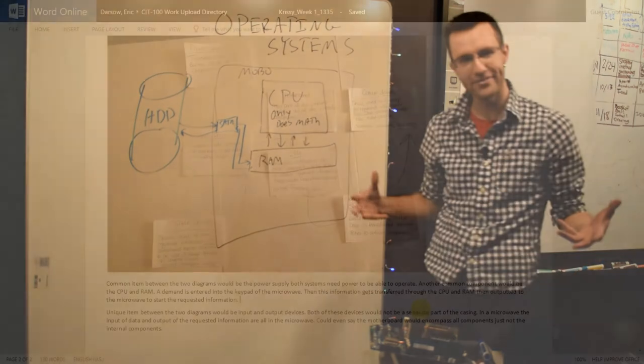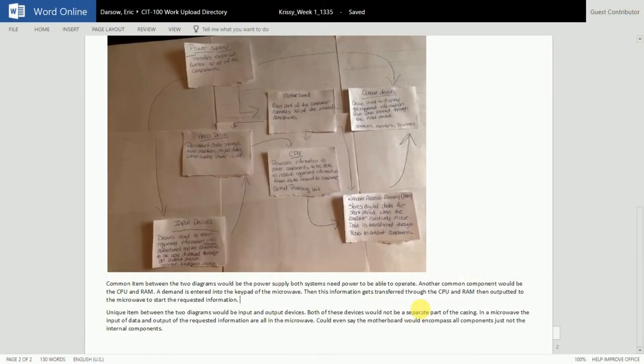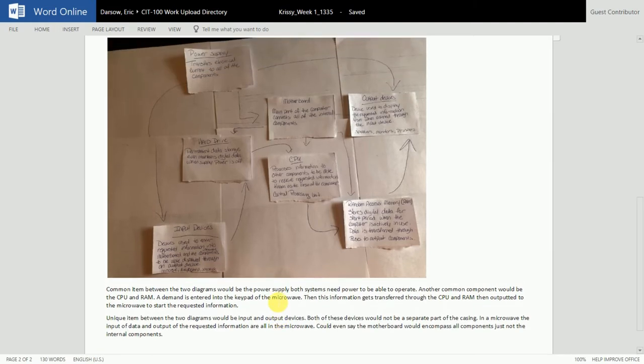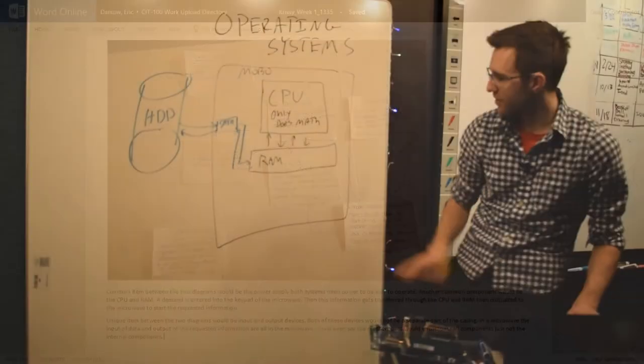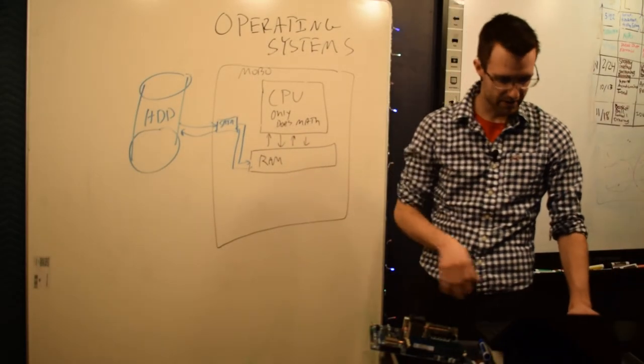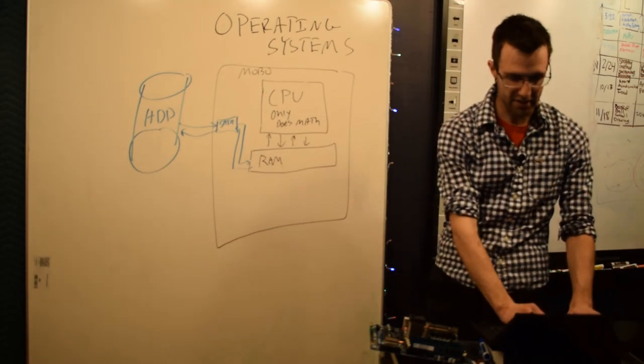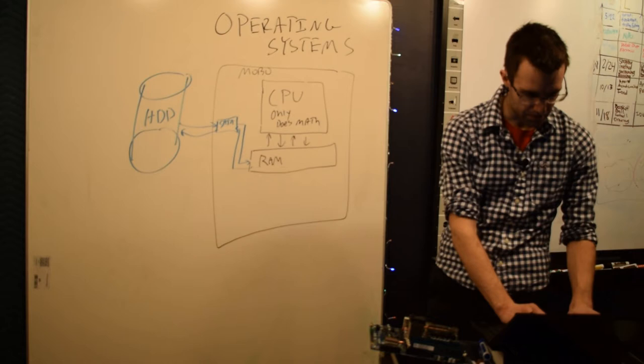So we both have, most systems have some sort of input device. The unique item between the two diagrams would be input and output. Both these devices would not be separate part of the casing. In a microwave, the input of the data and the output of the requested information are all in the microwave. Could even say the microwave board would encompass all the components, just not the internal components. That's great. So the way that they're designed, one is more modular than the other. So a common desktop computer does have its components in separate casings, which is cool.